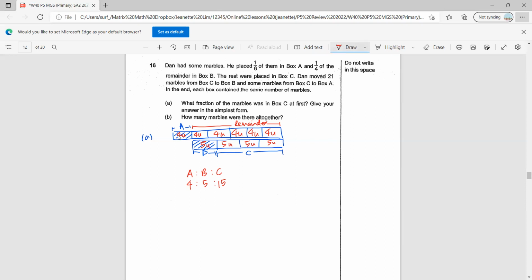Okay, now what fraction of the total was in C? So C over total. C is 15. Then total, if I add a total here, that will be 24. So 15 over 24. Simplify. Divide by 3. Divide by 3. So answer 5 over 8 for part A.